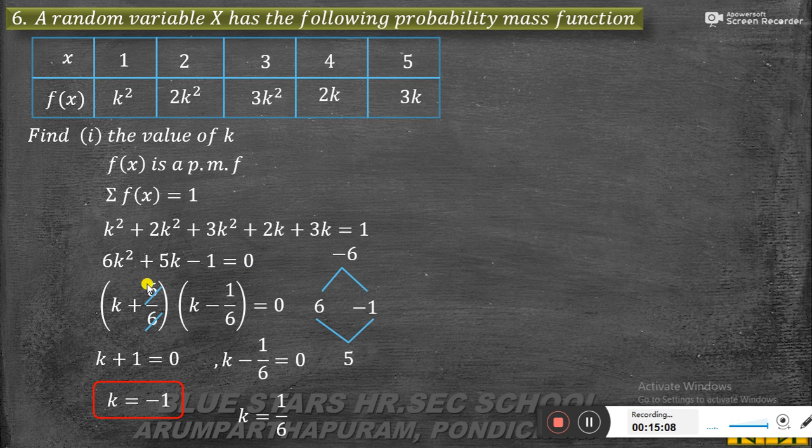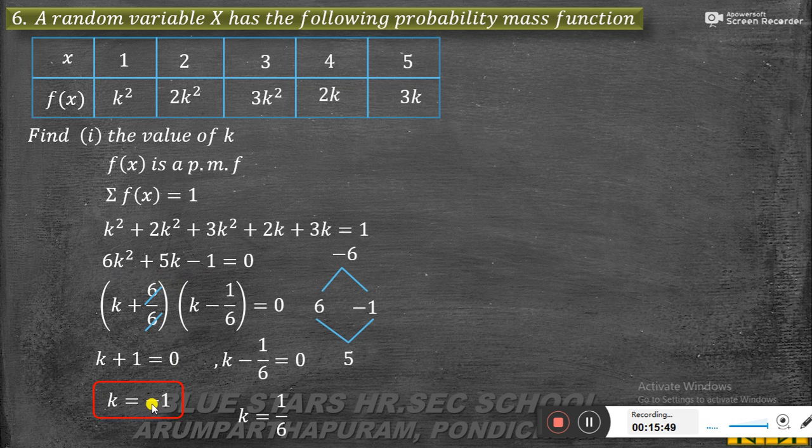So in the next step, you see k plus 1 is common, I take it outside: k plus 1 into 6k minus 1. So k plus 1 into 6k minus 1 equal to 0. Product of the factors equal to 0 means each factor equal to 0. So 6k minus 1 equal to 0 and k plus 1 equal to 0. 6k minus 1 equal to 0 means 6k equal to 1, k equal to 1 by 6, and k plus 1 equal to 0 means k equal to minus 1. Therefore k equal to 1 by 6 and k equal to minus 1.